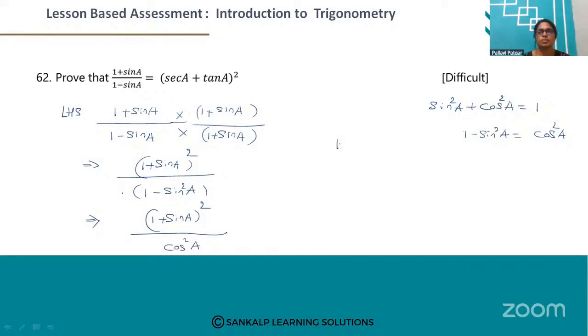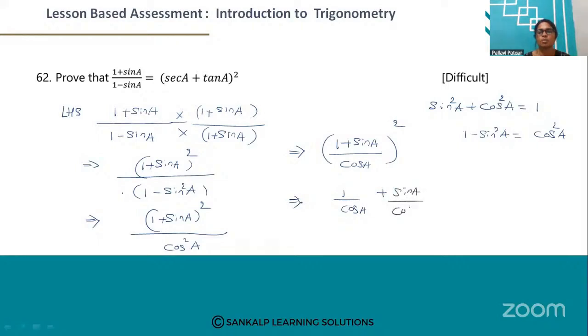So this becomes ((1 plus sine A) divided by cos A) whole square. So split, it becomes (1 by cos A plus sin A by cos A) whole square. So reciprocal of cos is secant A, plus sin A by cos A is tan A, so this becomes (secant A plus tan A) whole square. So this is equal to RHS.